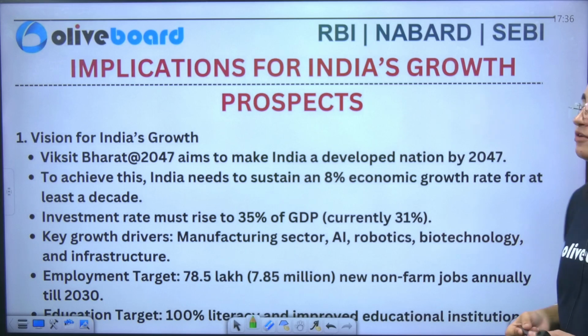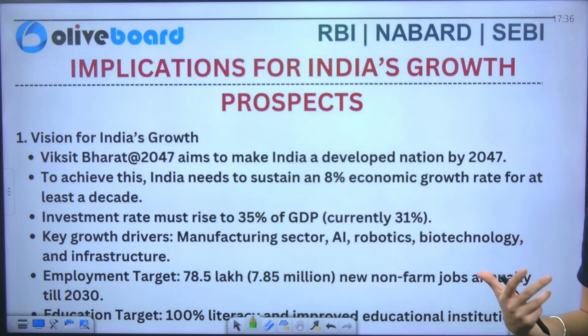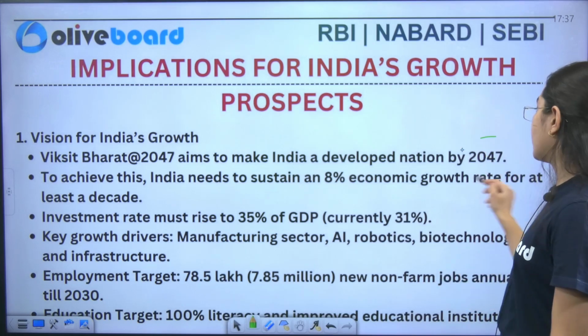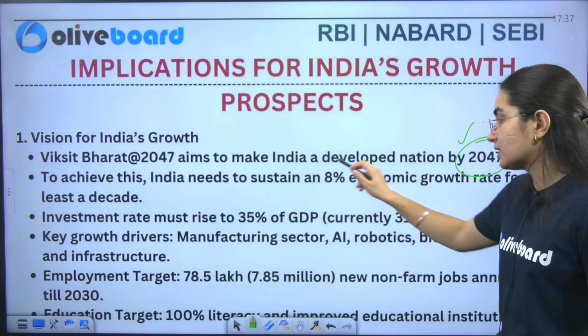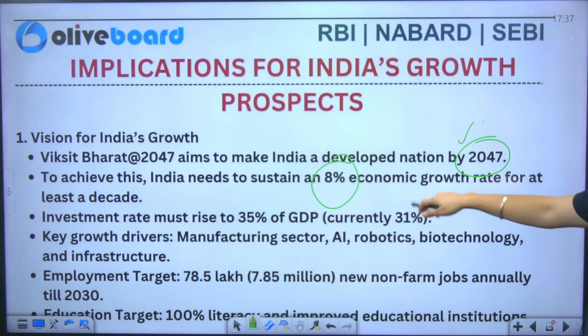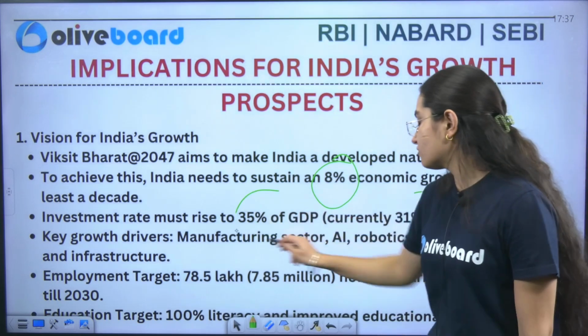Viksit Bharat 2047 का aim क्या है कि हमें अपने nation को developed बनाना है by 2047. Now to achieve this, इंडिया को एक सस्टेनेबल ग्रोथ चाहिए, 8% of the economic growth rate at the last decade. Now if I talk about investment, it must rise to 35% of the GDP.